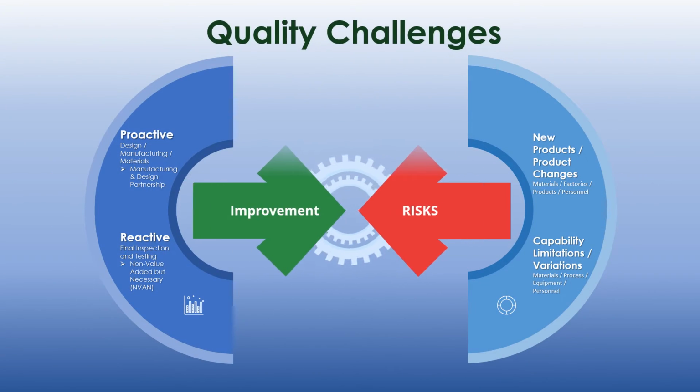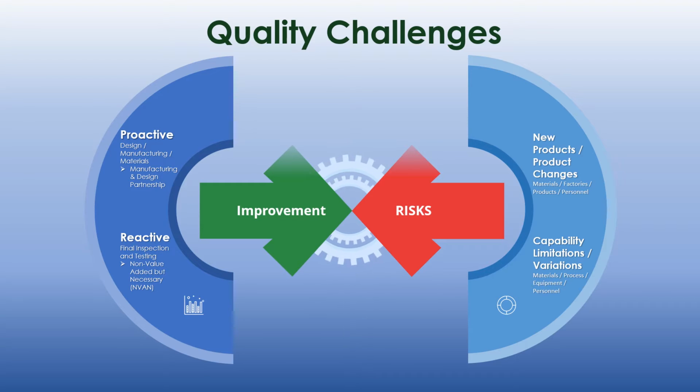The key challenges to continuous quality improvement lie in the risks associated with your products. These can be classified into two groups or themes, if you may. The first involves risks associated with new products or changes affecting your products. These may involve product design, materials, factories, processes, or personnel. The second risk is associated with capability limitations affecting your product. This is rooted in variations from materials, processes, equipment, or personnel that result in a percentage of defects or failures on your product.